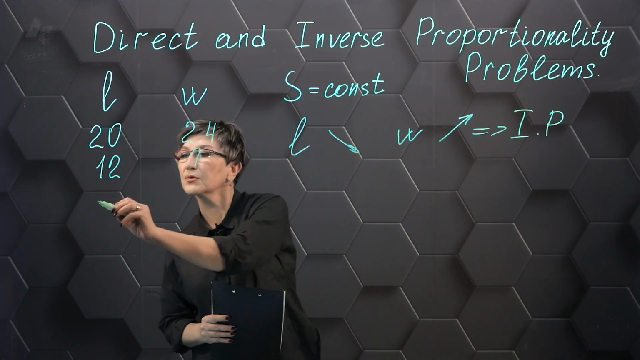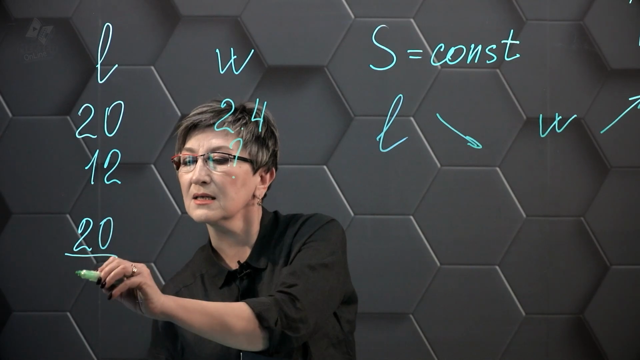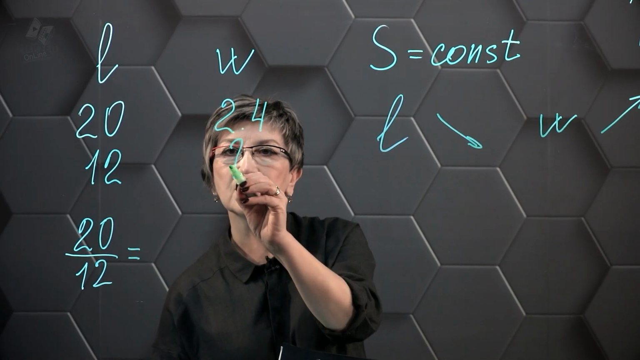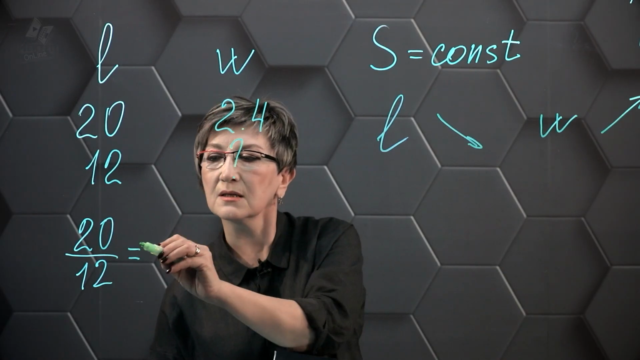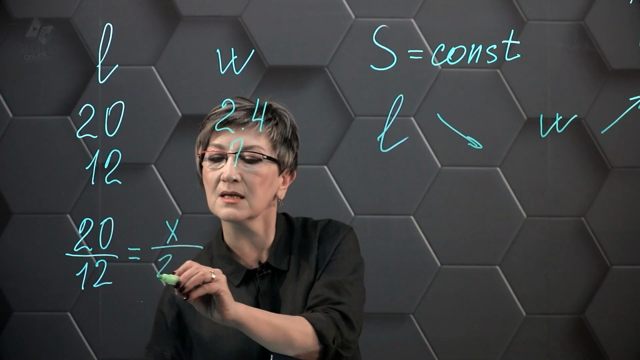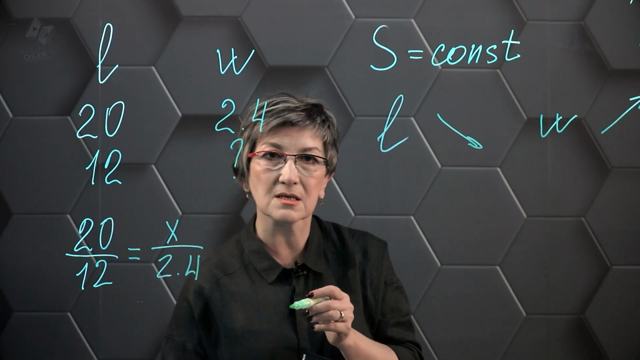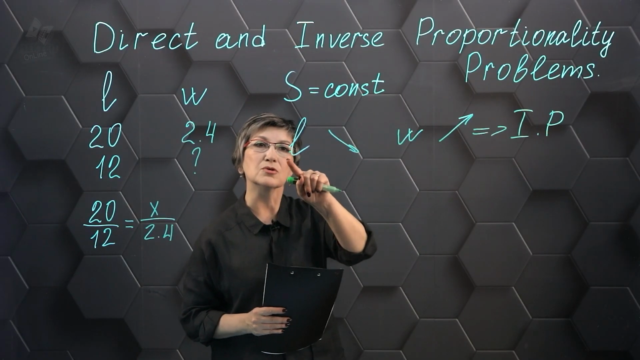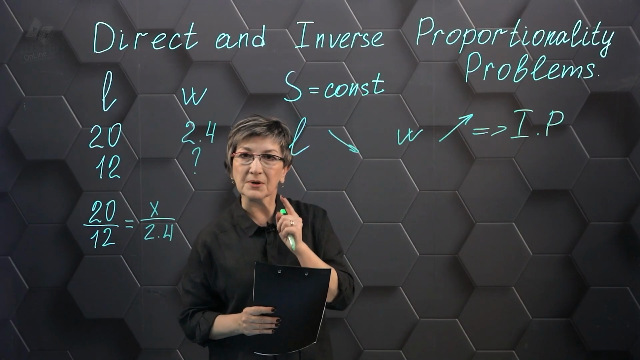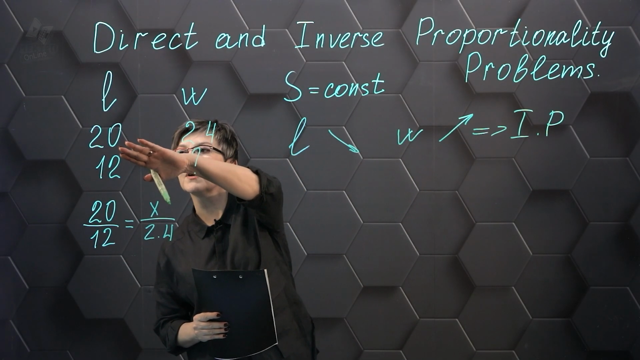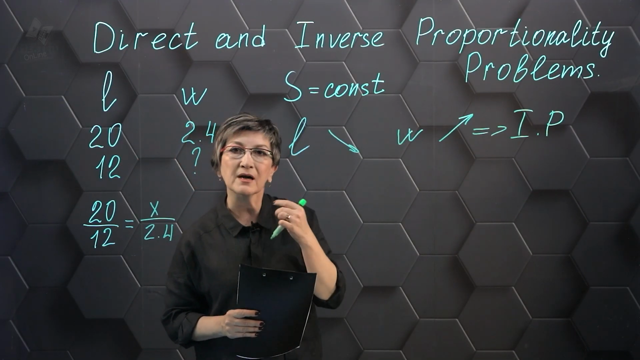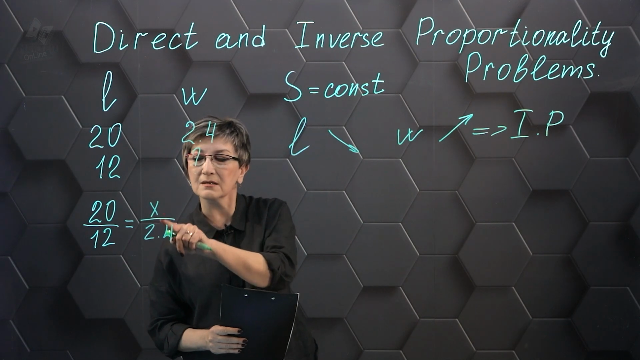Let's make a proportion. 20 divided by 12 equals, we'll denote the unknown quantity by x. Then 20 divided by 12 equals x divided by 2.4. Note that if the quantities are inversely proportional, in order to make the correct proportion, we write 20 divided by 12. And then we flip those values around and we get x divided by 2.4.